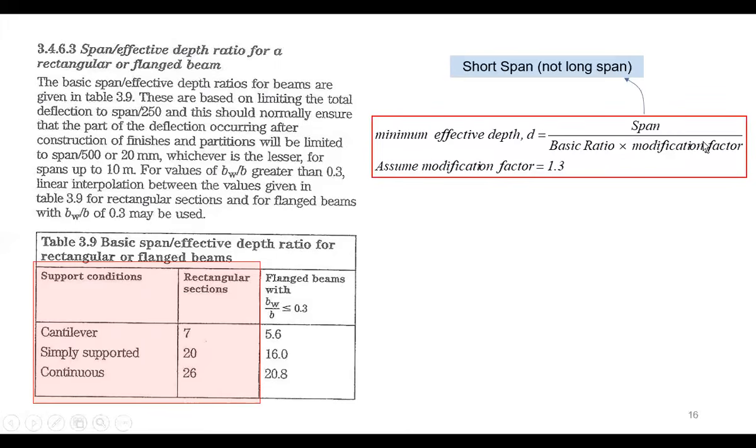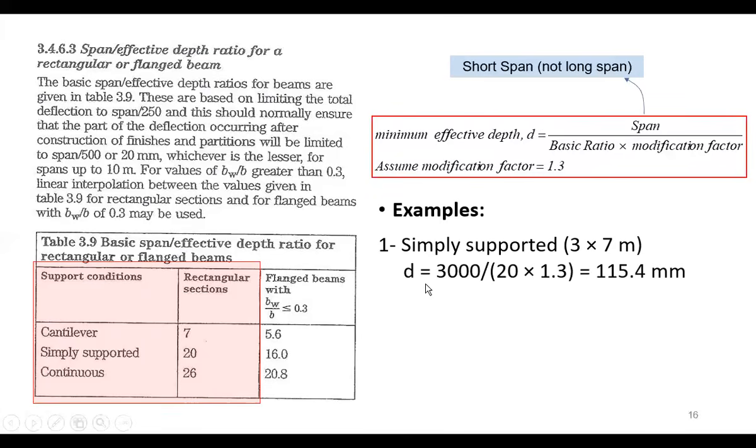And then this modification factor is assumed as 1.3. Just to clarify this, let's see some examples. If you have a simply supported slab of 3 times 7 meters, so the dimension of the slab, 3 meters short span times 7 meters long span, and it is simply supported. So how much will the effective depth be in this case?